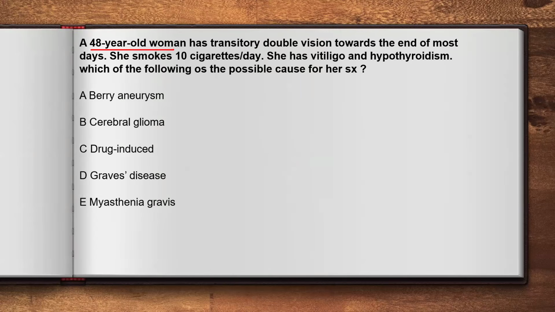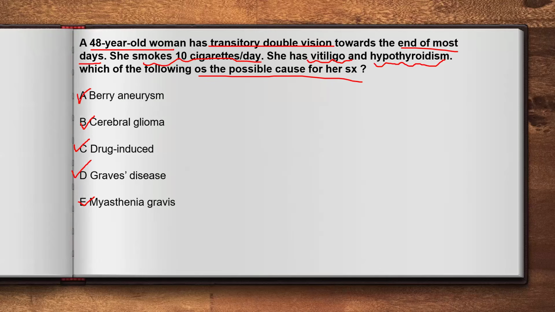48-year-old woman has transitory double vision towards the end of most days. She smokes 10 cigarettes a day. She has vitiligo and hypothyroidism. Which of the following is the possible cause for her symptoms? Now, the symptoms and age and risk factors have changed again. So, option A, berry aneurysm. Option B, cerebral glioma. Option C, drug-induced. Option D, Graves' disease. E is myasthenia gravis.